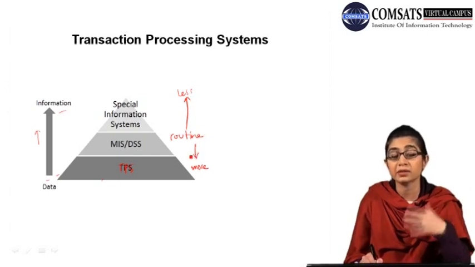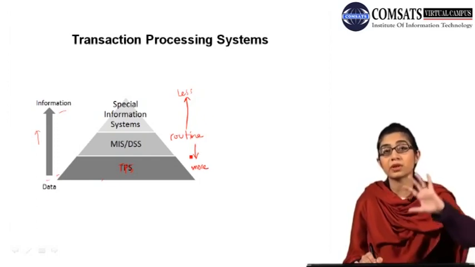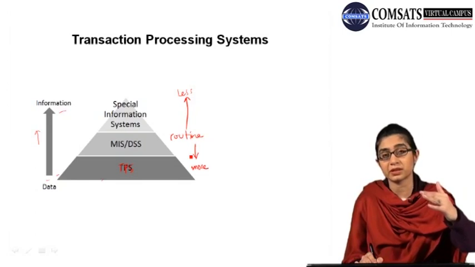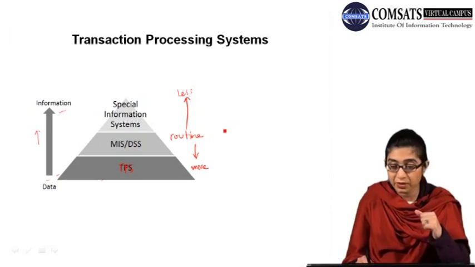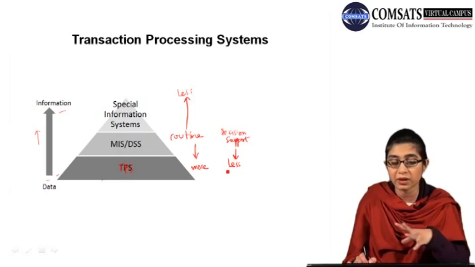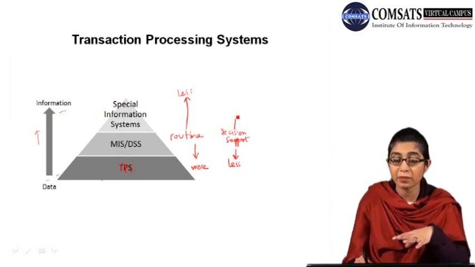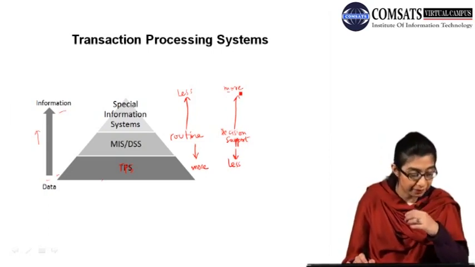So they happen less at the special information systems level. As we move upwards in the hierarchy, the routine work becomes less and more specialized work happens at the higher ends. Then we talk about decision support. Decision support is less at this level because TPSs do the routine work and there's not much decision involved here, but at the higher level it is more. There's more decision making and more problem solving at the higher level.